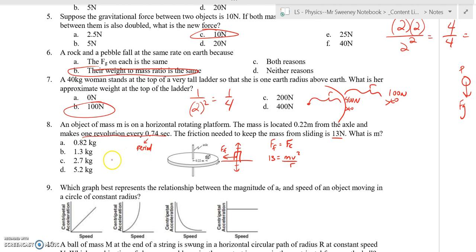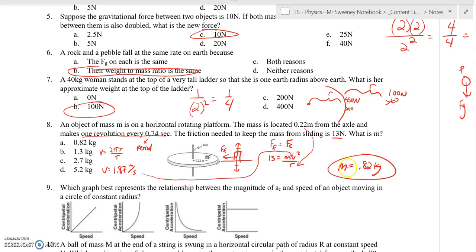We can use our period to find the velocity, 2 pi r over T. Using the numbers in the problem, 2 pi times 0.22 divided by our period of 0.74 gives us a velocity of 1.87 meters per second. And if we use that as our velocity and 0.22 as our radius, we get a mass of 0.82 kilograms.